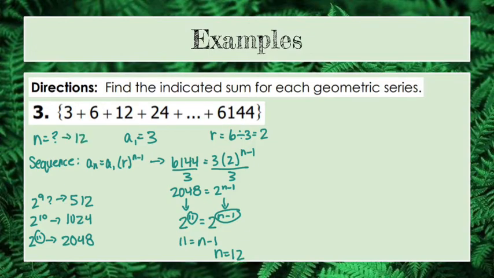And now we can solve the indicated sum. So we have S sub n is equal to 3 times 1 minus 2 to the 12th power over 1 minus 2. And when we type this in our calculators, we will get 12,285.